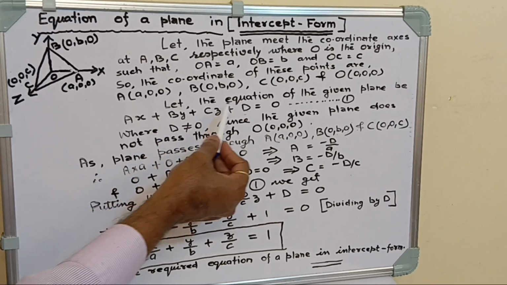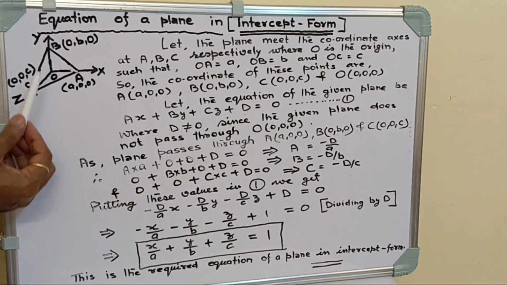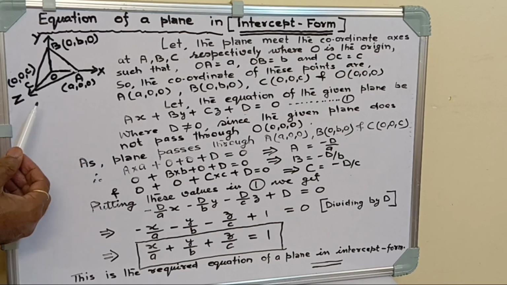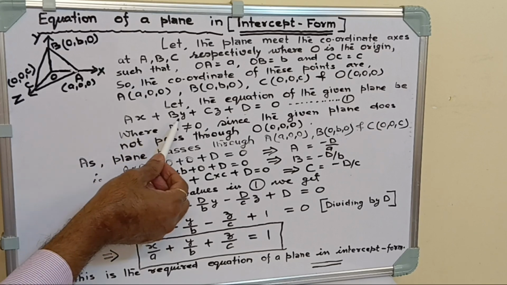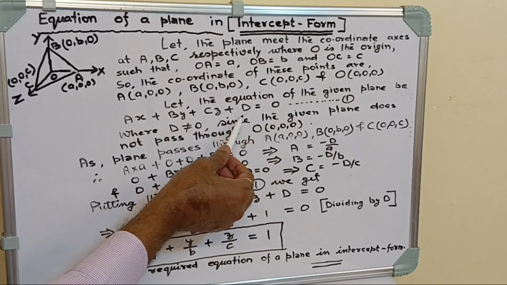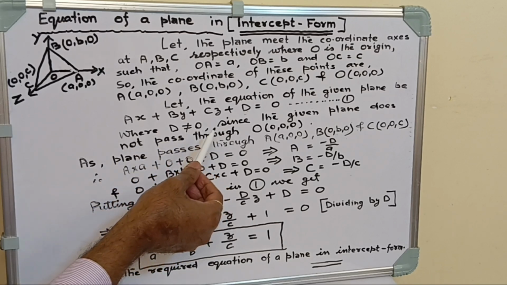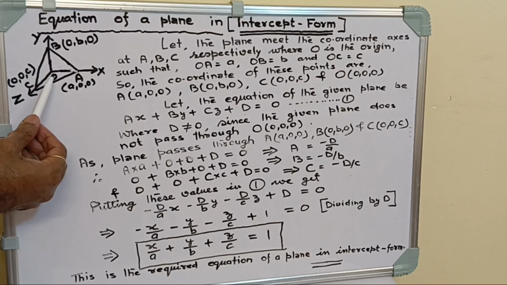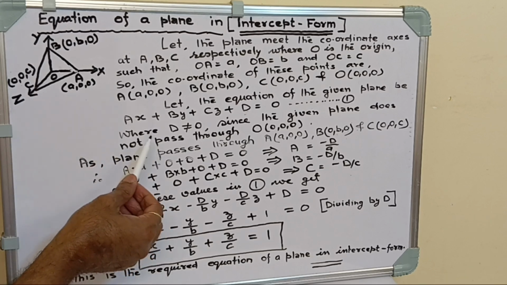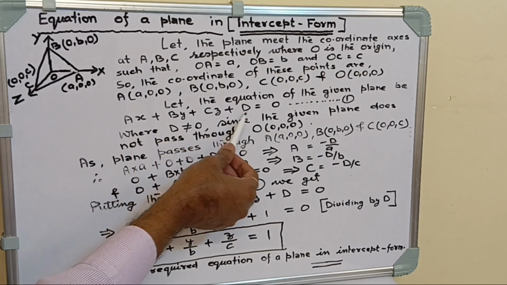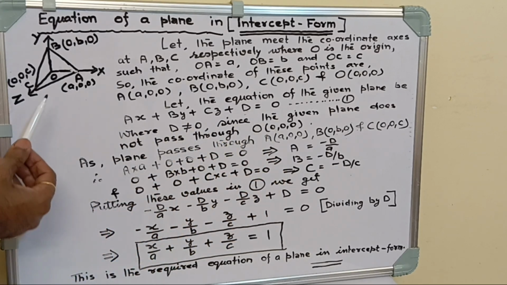Let the equation of this plane ABC be ax plus by plus cz plus d is equal to 0, where d is not 0. Why? Since the given plane does not pass through the origin (0, 0, 0). If we put x = 0, y = 0, z = 0, it becomes d is equal to 0, but d is not 0, since this plane does not pass through the origin.